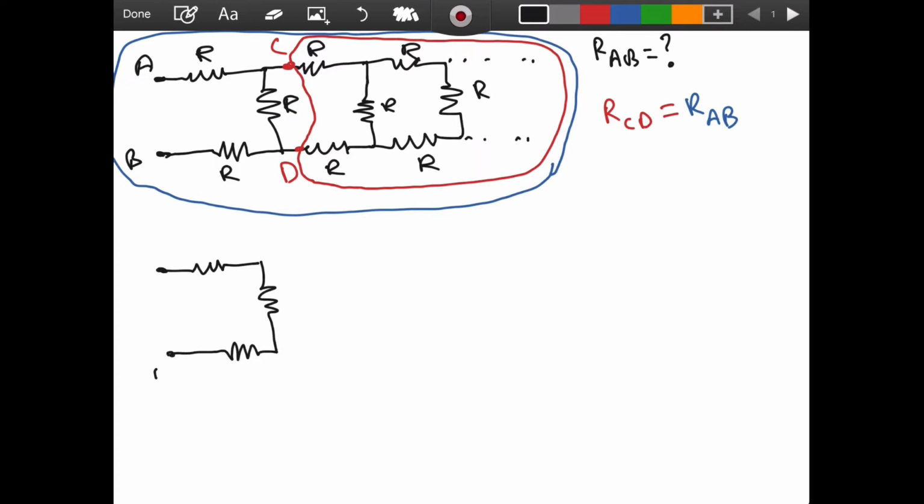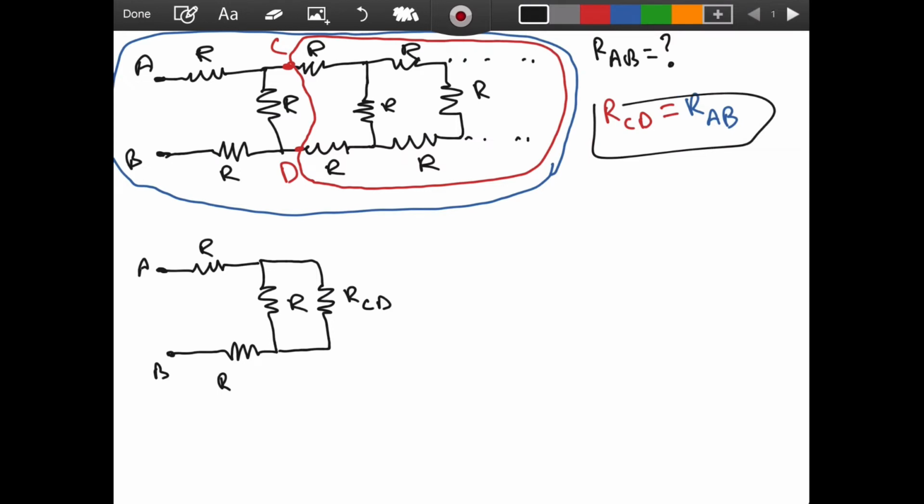So what we have here is this, again B and again A, R, but this time, instead of all of those resistors, we have RCD here. And notice that it is in parallel with this resistor right here. And just like I said here, we can call this RAB. So now we are ready to solve for RAB.